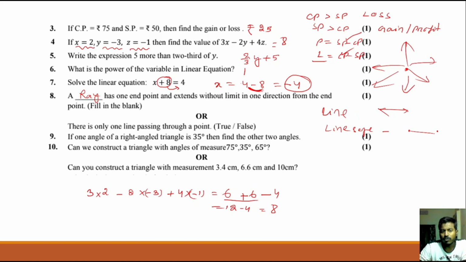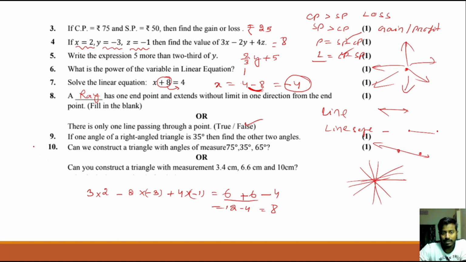There is only one line pass through a point. No, false. How? Because if one point is there, we can draw infinite lines. Suppose this is a point, we can draw this line, also this, like this way we can draw infinite number of lines. But if the question asks for 2 points, then only one line can pass. Understand? Next question. This is an important question, okay, number 8.